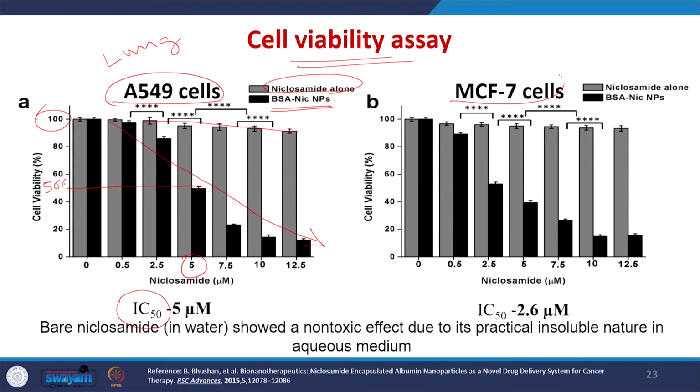In case of breast cancer cells, you can see that the IC50 is roughly around 2.6 micromolar. The IC50 concentration will vary from cell to cell. So, that is why we have to use several cell lines to understand the therapeutic efficiency of your nanoparticles.